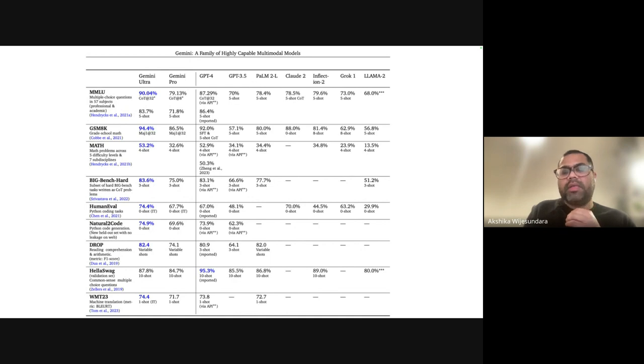Yeah, Jacob, yes, that's correct. So 0 shot means no examples given. 5 shots mean 5 examples given. 4 shots mean 4 examples given. So that's what it means.